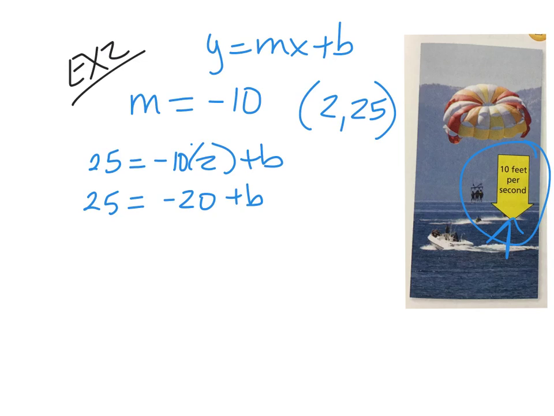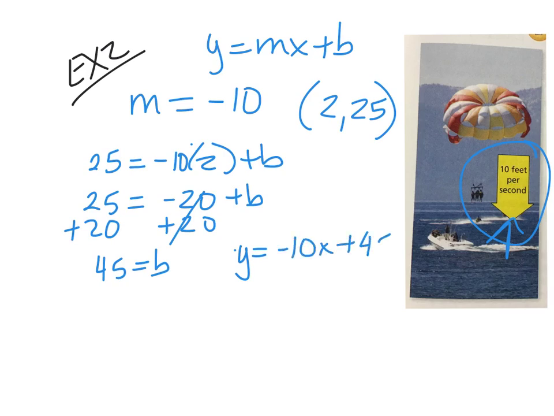-20. And then how do I move the -20? Very good. So that would be 45 equals b. So my equation that they asked for is y equals -10x plus 45. So that's for A.